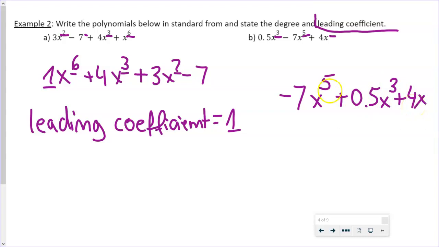Now again, it goes from 5 to 3 to 1. And the leading coefficient here for this equation is going to be negative 7, okay? So leading coefficient is negative 7, okay? Because that's the number that starts the entire equation, all right?